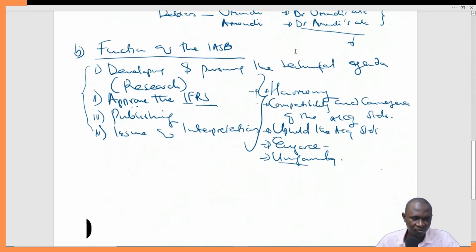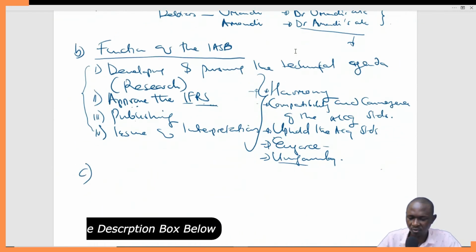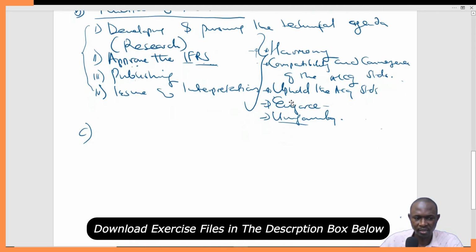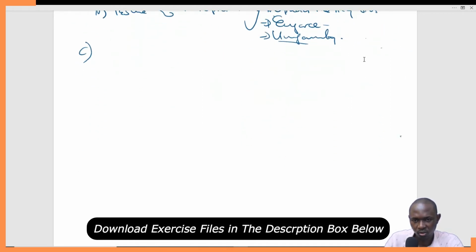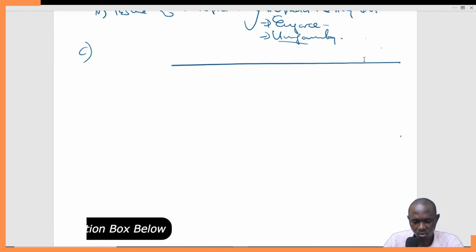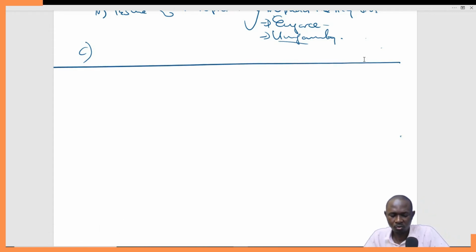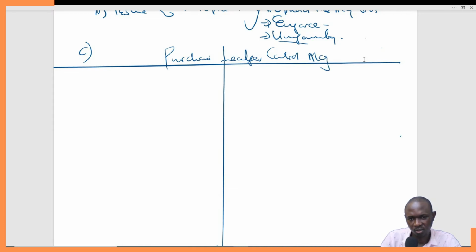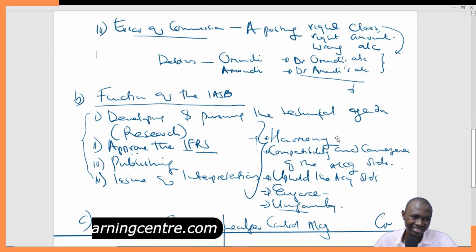So let's go to part C of this question. Part C, we are supposed to come up with the purchases ledger control account. So that's how it looks. It's a T account. So we just write purchases ledger control account. This account has the credit side and the debit side.